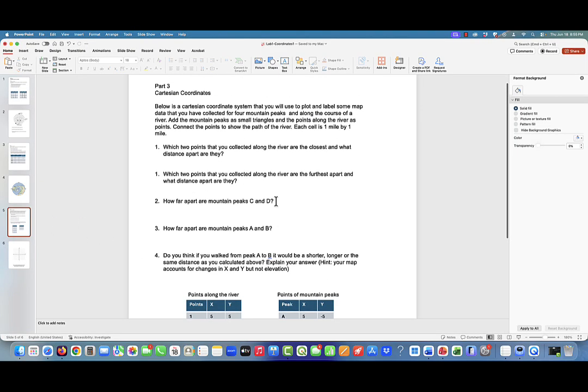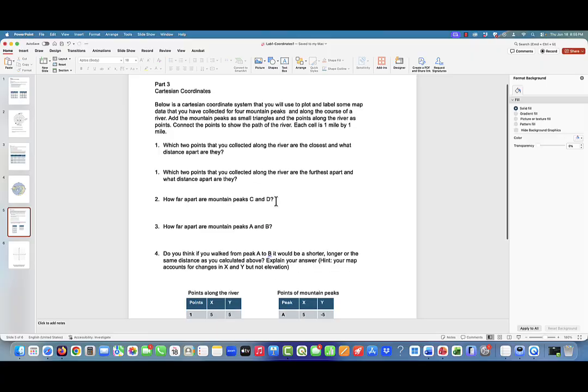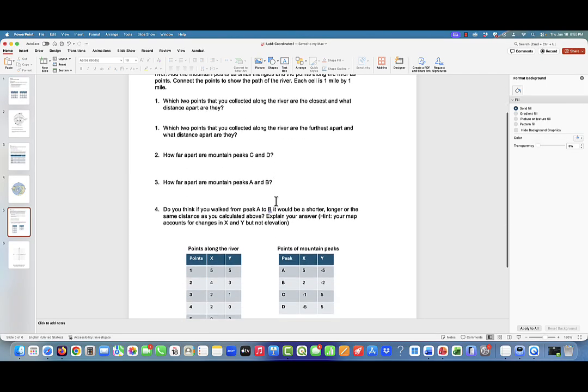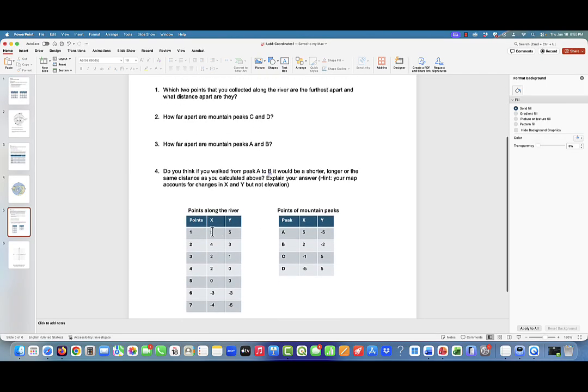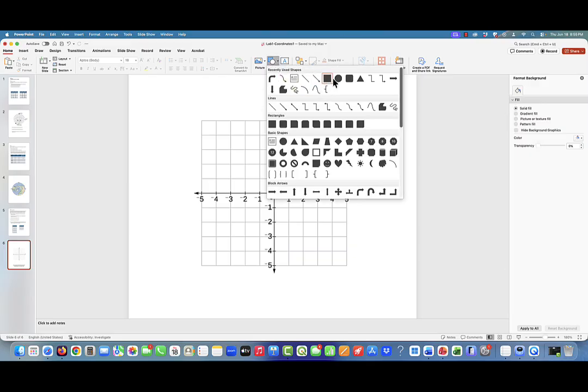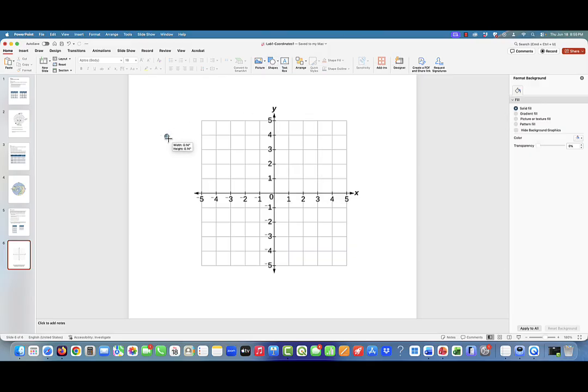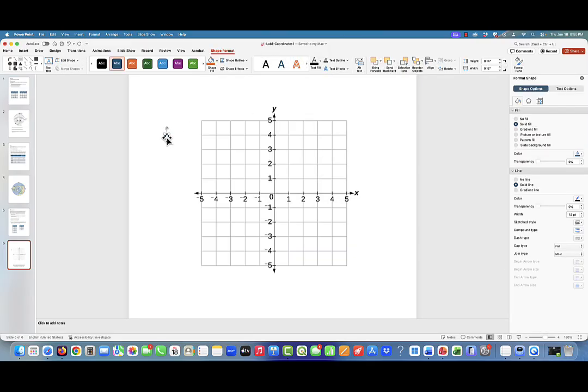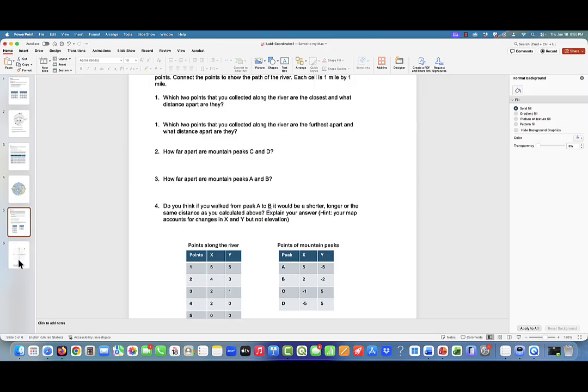So the first thing that you're going to do is plot some points. Some of these points are going to be along a river, and we'll do those first. The first point along a river is at 5, 5. So I'm going to create a point here. I'm going to put it in at 5: 1, 2, 3, 4, 5, x equals 5, y equals 5. It's going to go right up here. That's our first point. The next one is at 4, 3.